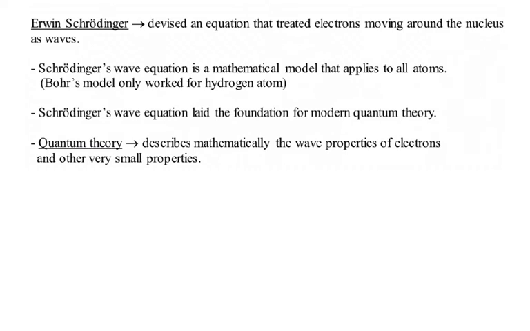So the model that we're going to be looking at is going to be known as the quantum mechanical model. We're going to be talking about quantum theory in the next video, and we're going to see that that's divided into something called the quantum numbers. So the Bohr model, which only works for hydrogen, obviously has its limitations. The new model that represents the atom, as of today, is the quantum mechanical model.